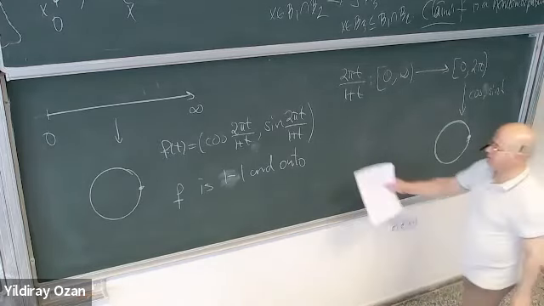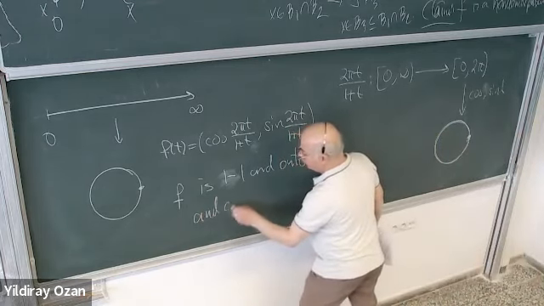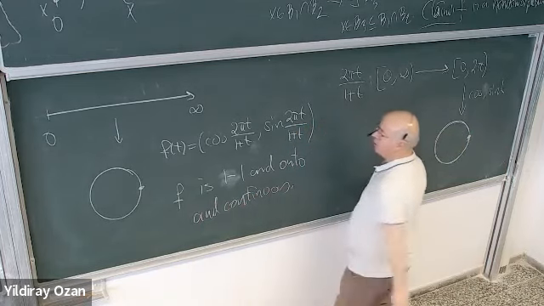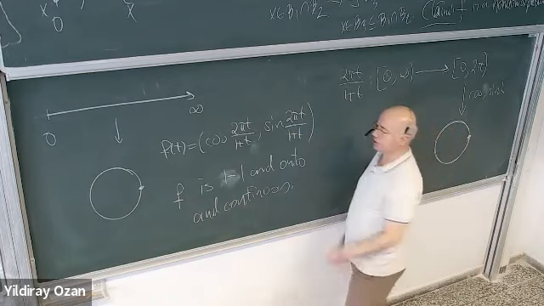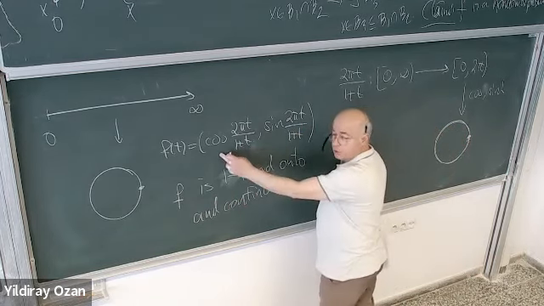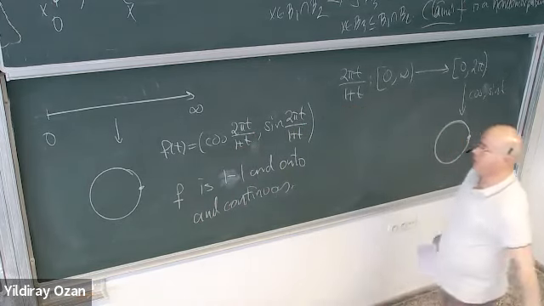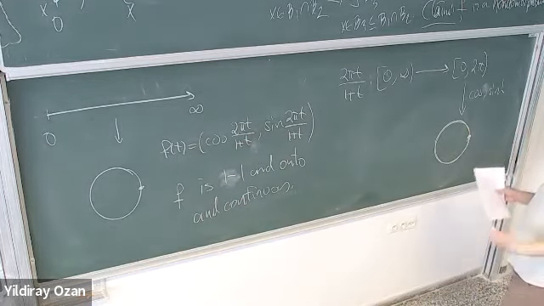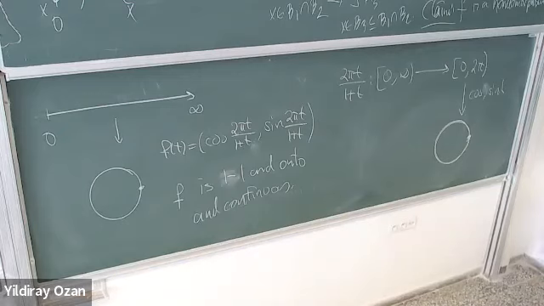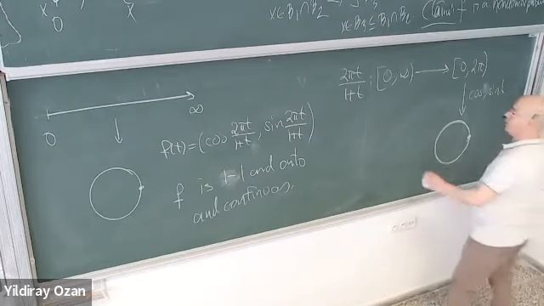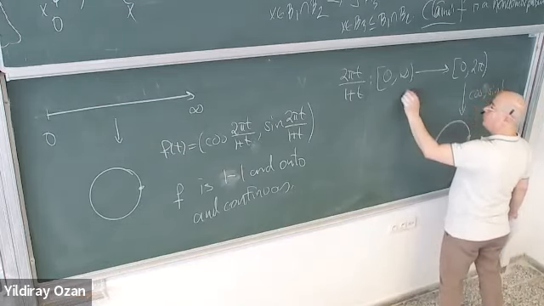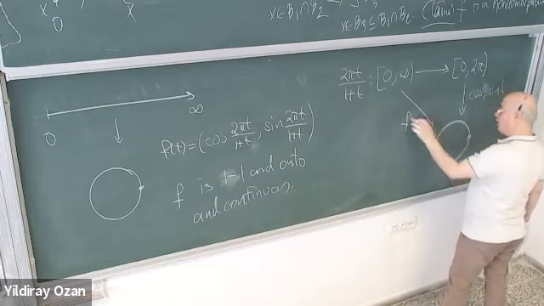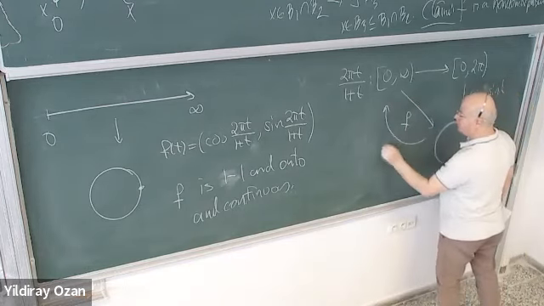It is easy to show that F is one to one, onto and continuous. Why is it continuous? Because it's a composition of continuous functions. T over 1 plus t is a continuous function, cosine is continuous, sine is continuous. So this function is clearly continuous. One has to show that its inverse is continuous. You can either write down the inverse map explicitly or look at how the open sets are mapped. This is my F. I know that this is continuous. We want to show that the inverse is continuous.